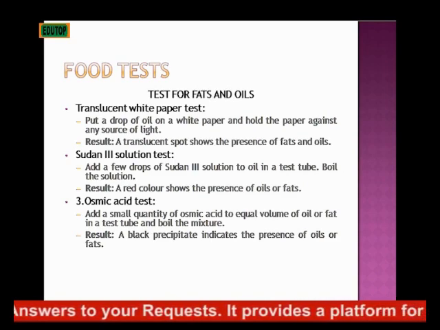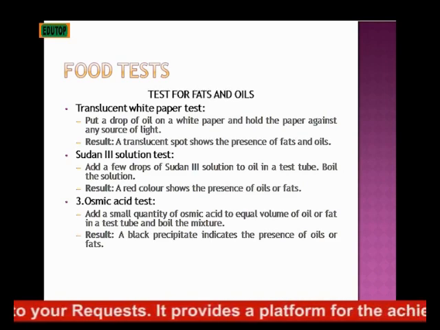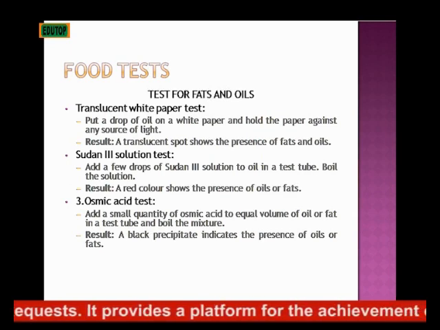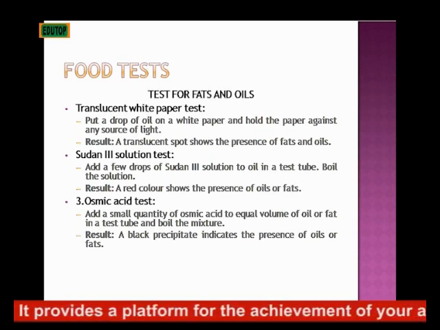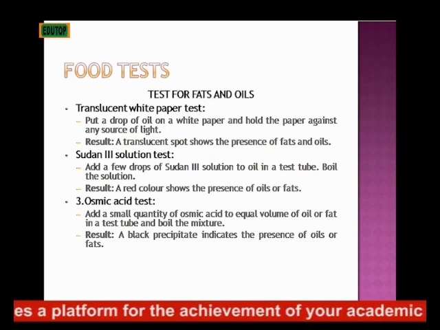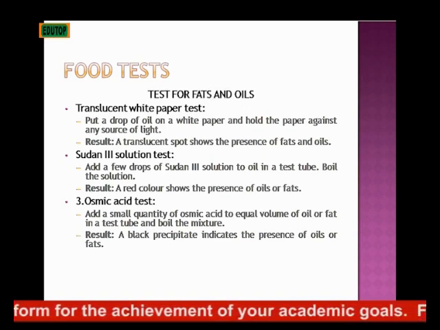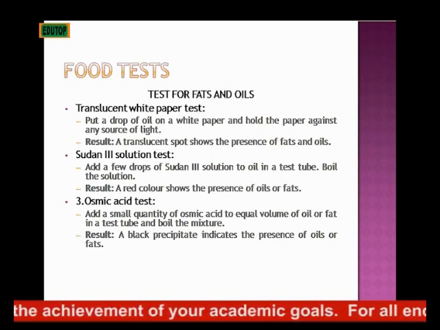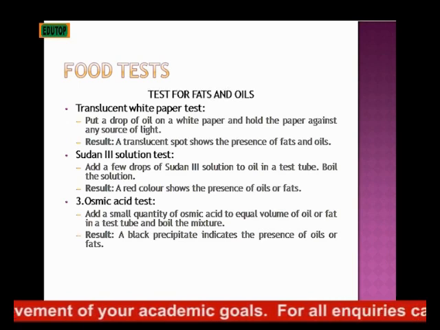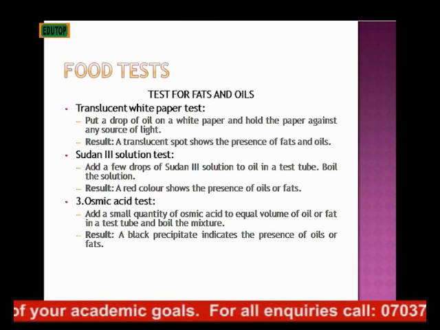Then the next test for fat and oil, you have the Sudan 3 solution test. Add a few drops of Sudan 3 solution to oil in a test tube. Then you boil the solution. A red color shows the presence of oils or fats.